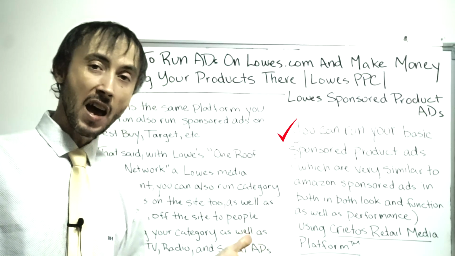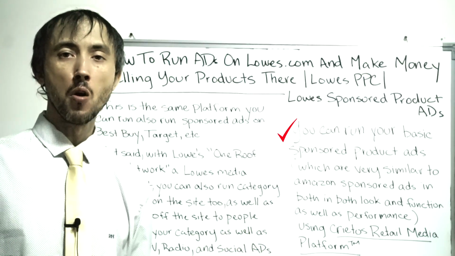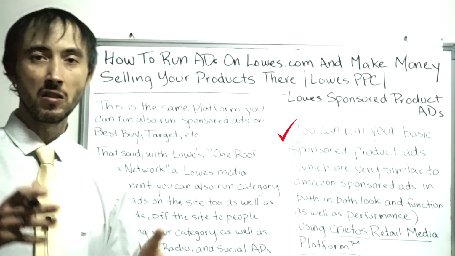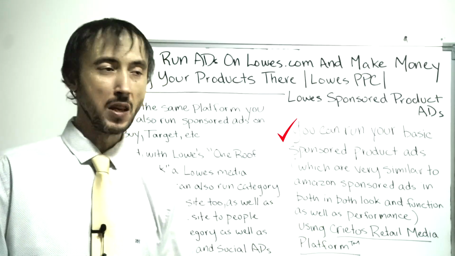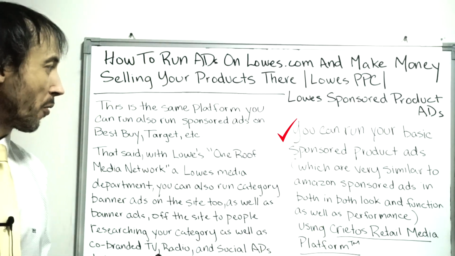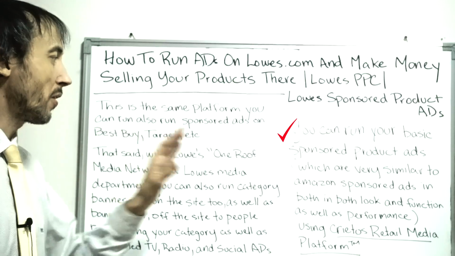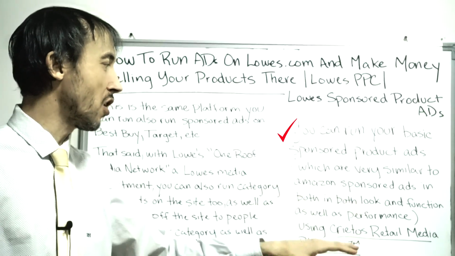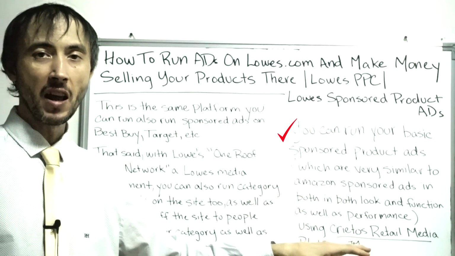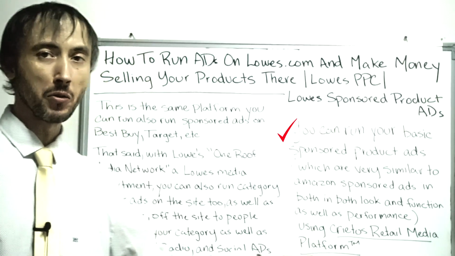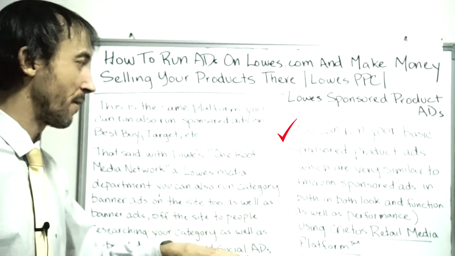As a small side, I would recommend doing the same thing on HomeDepot.com as well, because obviously if it'll work on Lowe's, it'll work on Home Depot. With the Home Depot ads, it's a different story on how to run sponsored product ads there. You do it through Home Depot directly since they have more traffic.